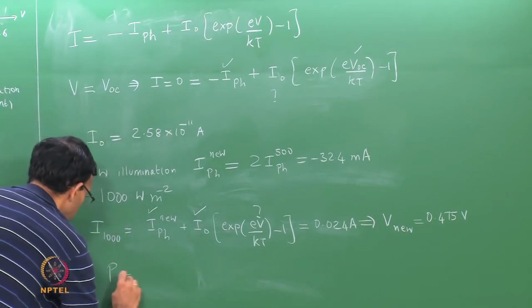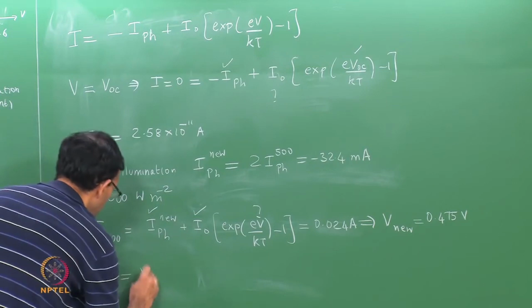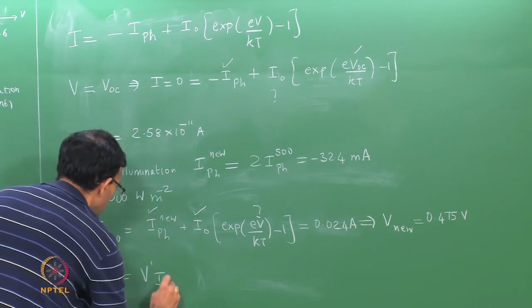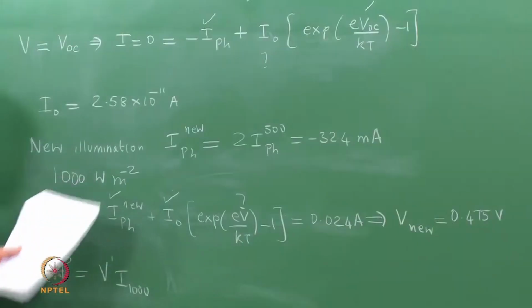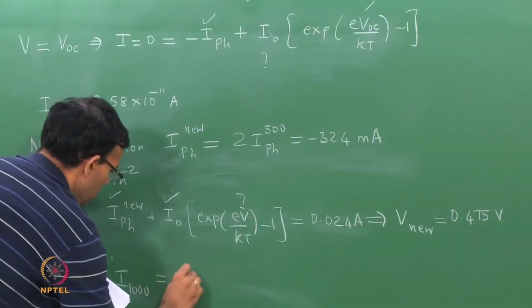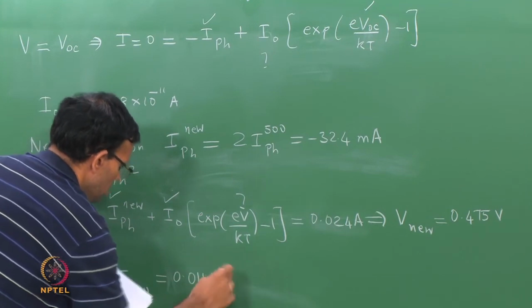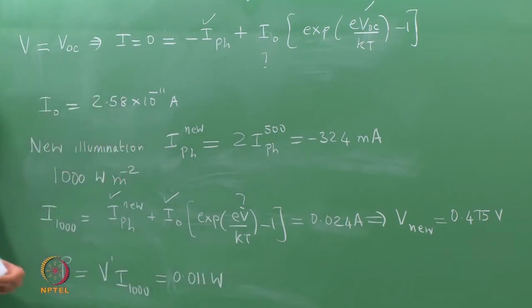We can also calculate the power in the system. So, power is nothing but V prime times the current. So, the current is I 1000, this is equal to 0.011 watts.